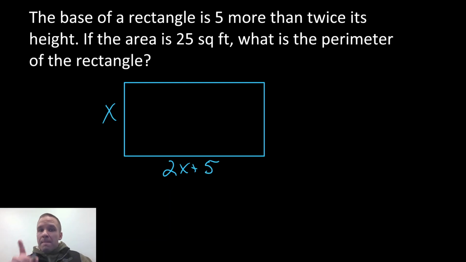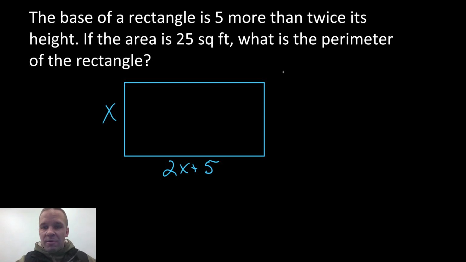Okay. My area is 25 square feet, and I want to find out the perimeter. If I want the perimeter, I got to find out some side lengths, right? So perhaps I could set up an equation for the area based on what I know. If I've got a base and a height, multiply those two together, I get my area, right? Just my base and height are in the form of x's.